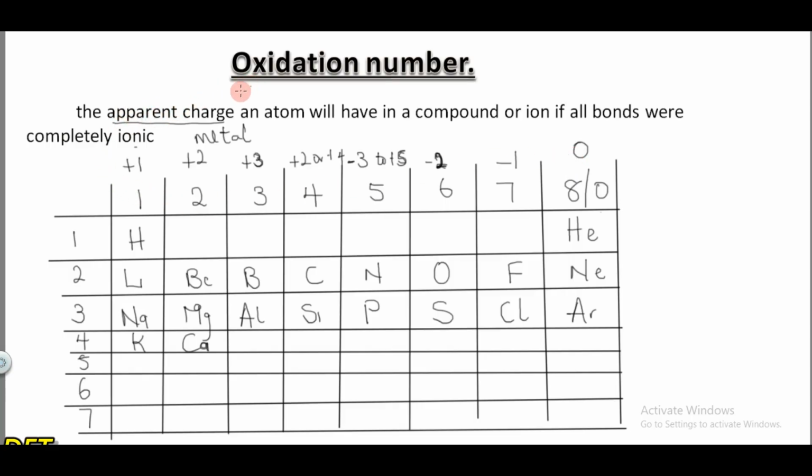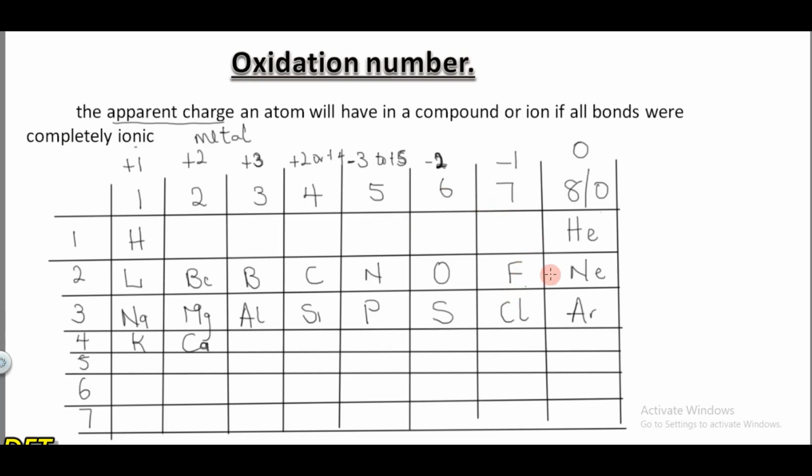So again, oxidation number is the apparent charge an atom will have in a compound or ion if all bonds were completely ionic. So the apparent charge that hydrogen, lithium, sodium, and potassium will have in a compound is plus 1. The apparent charge that beryllium, magnesium, and calcium will have in a compound or ion is what? Plus 2. The apparent charge that boron and aluminium will have in a compound or in an ion is what? Plus 3. So all this is very important, right?